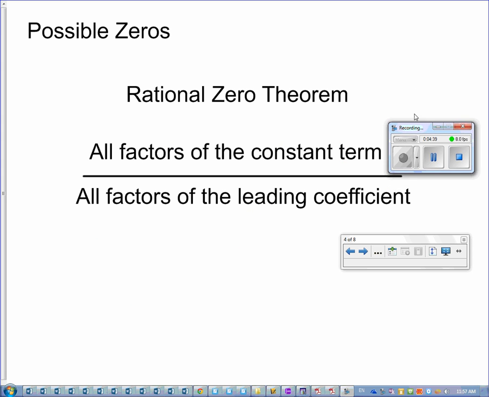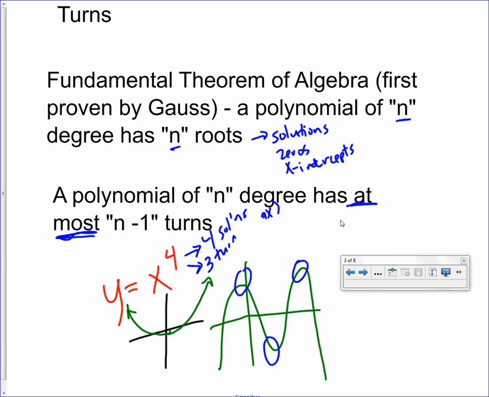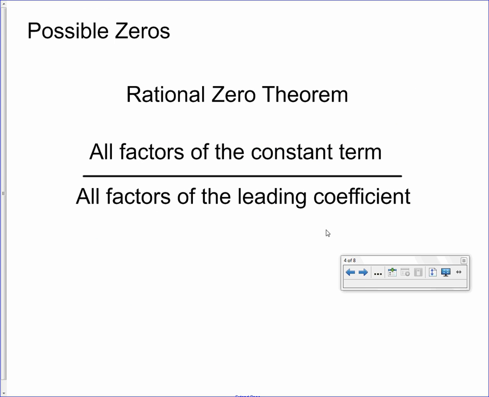All right, so after we have talked about how many turns it might have, we're going to talk about where could the zeros be. And I'm going to flip back for a second. Remember, the zeros is another word for the roots. And Gauss proved to us by the fundamental theorem of algebra that if it's an n degree, it has n roots. So this y equals x to the 4th has 4 roots. It has 4 solutions.